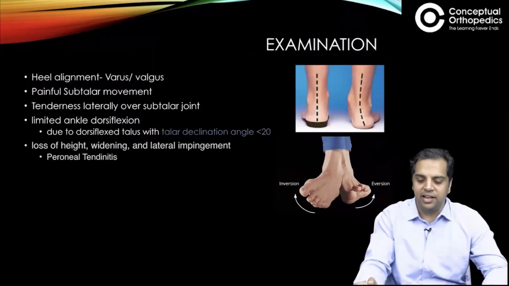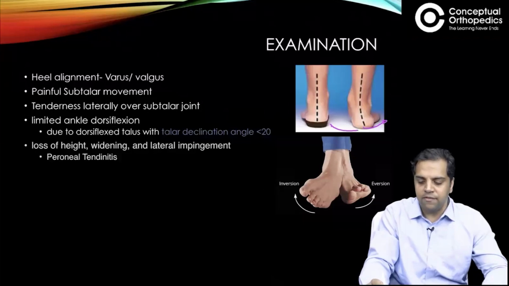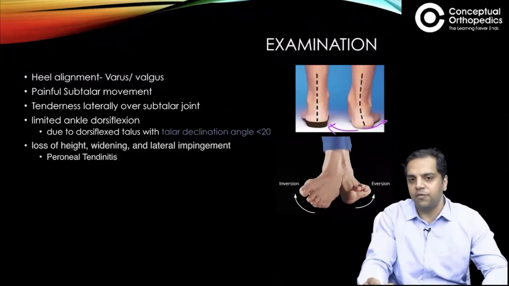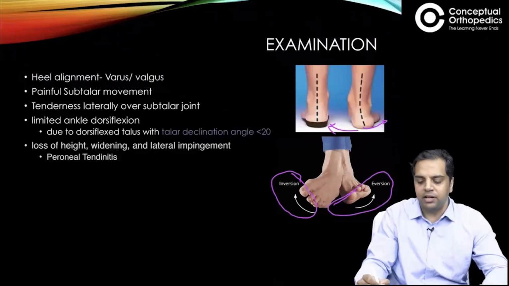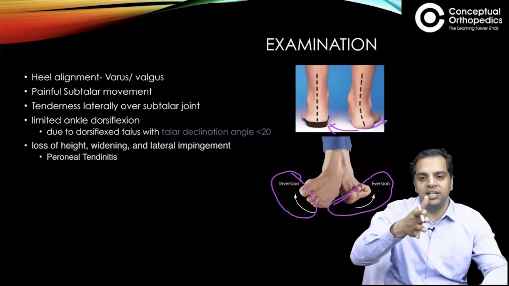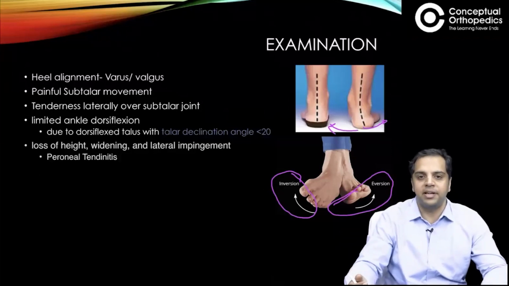So you get an idea of the heel. The heel may have gone into valgus, or it may have gone into varus. So that is an important part of evaluation of a patient who has calcaneum malunion. These patients will also have problems with subtalar movement. So what are the subtalar movements? Inversion and eversion. Those subtalar movements will become painful, and they will be decreased.